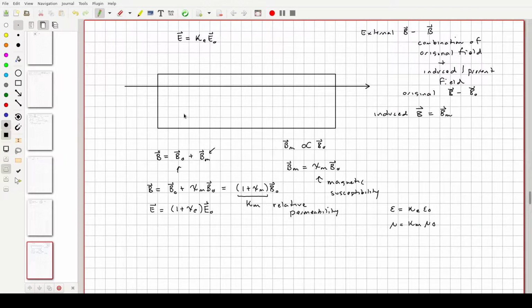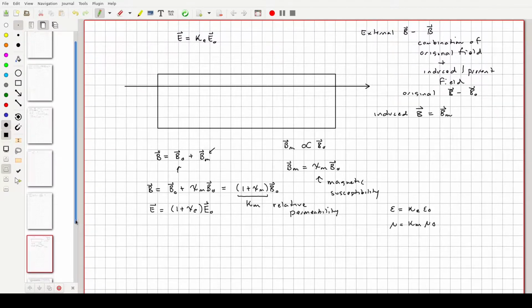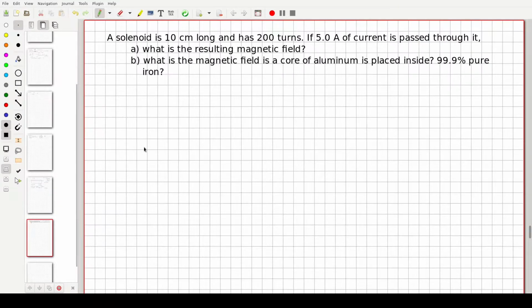For example, if you were to place it within the center of the solenoid, kind of like you can place a dielectric between the plates of a capacitor. And what that does is to enhance your capacitance. You can place a slab of metal inside a solenoid, and you can affect its behavior as well. And just as an example, let's take a look at this problem right here.